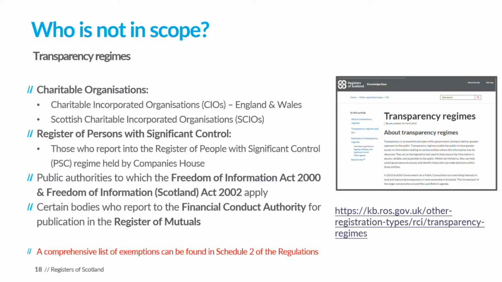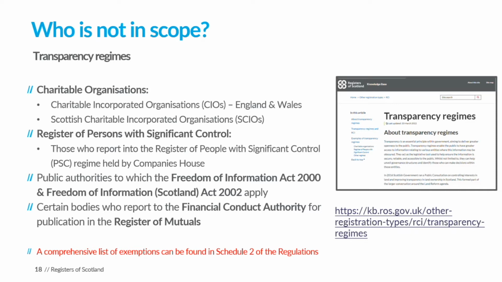Owners or tenants will automatically be out of scope of RCI if already subject to another UK transparency regime listed in the regulations. Transparency regimes enable the public to have greater access to information relating to various entities. They act as the legislative tool used to help ensure the information is secure, reliable, and accessible to the public. Whilst not limited to, they can help unveil governance structures and identify those who can make decisions within those entities.